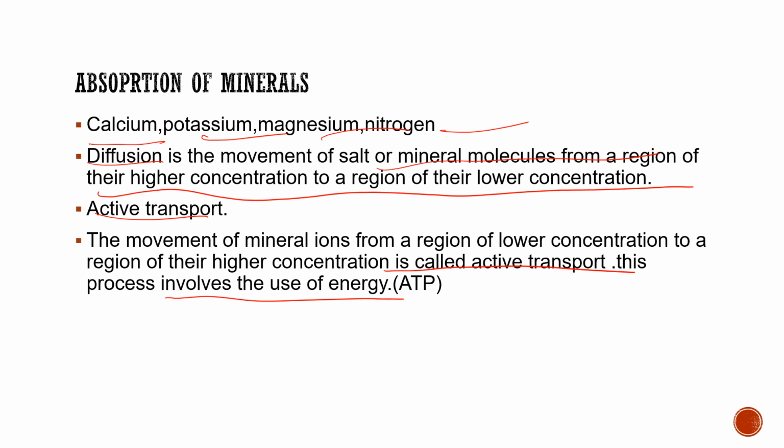Okay, so active transport is the opposite of diffusion. We can say that the movement of mineral ions from a region of lower concentration to a higher concentration with the use of ATP is called active transport, and it is actually opposite to that of diffusion. And we should know the main differences between osmosis and diffusion, and between diffusion and active transport. So these are very important for you. We will discuss that also.